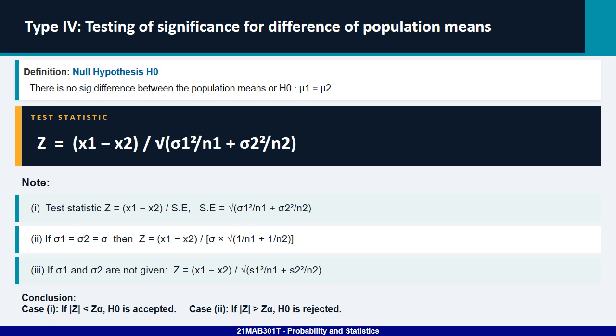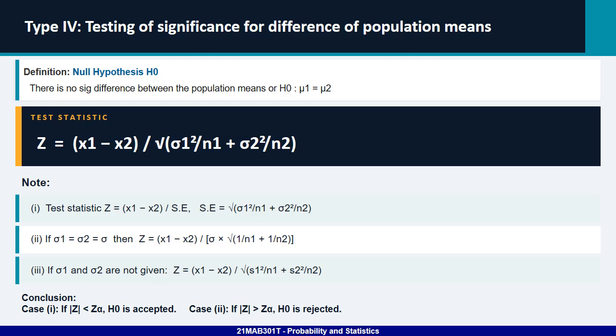And the test statistic is defined as Z equal to x bar 1 minus x bar 2 divided by square root of sigma 1 square by n1 plus sigma 2 square by n2. So the special case is that if sigma 1 is equal to sigma 2, then we just make it as sigma, equally known as standard deviation, and therefore we can rewrite the formula as Z equal to x1 bar minus x2 bar divided by sigma into root of 1 by n1 plus 1 by n2. If sigma 1 and sigma 2 are not known, we use the sample standard deviations S1 and S2 in place of sigma 1 and sigma 2.